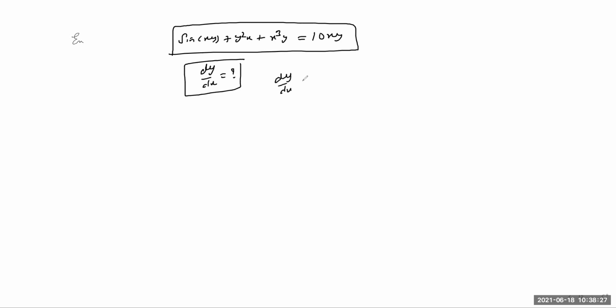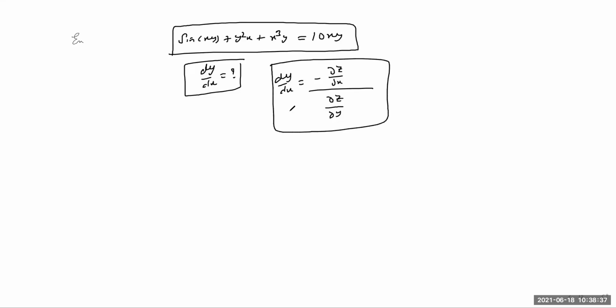Okay. The formula says dy by dx is minus del z by del x upon del z by del y. Now this is the formula. I have to first find this part and this part separately. To begin, I need to bring every term to one side. I can bring everything to the right side by putting a minus, or bring it the other way. You can choose whatever. So I can name it z, when you bring everything on one side. Okay.